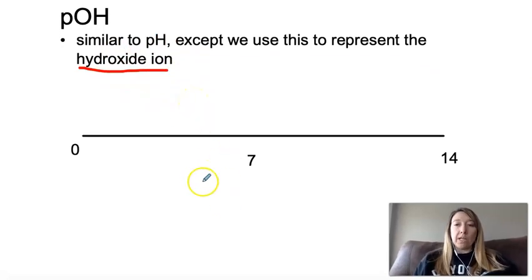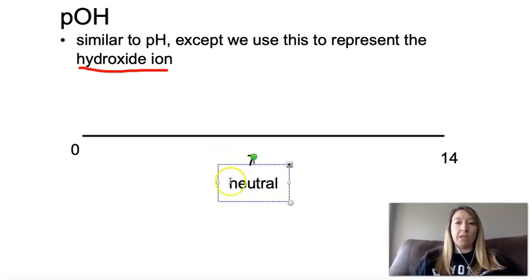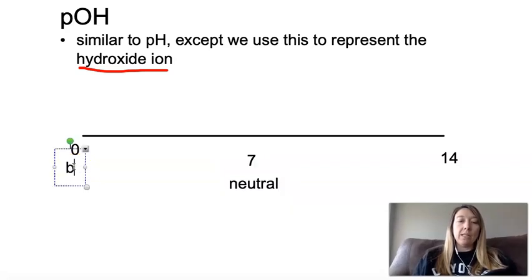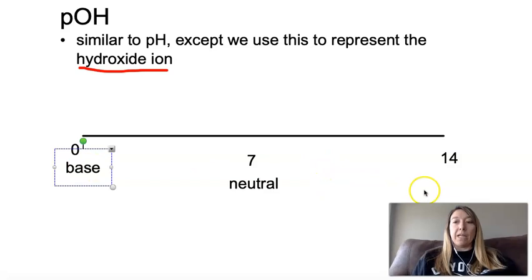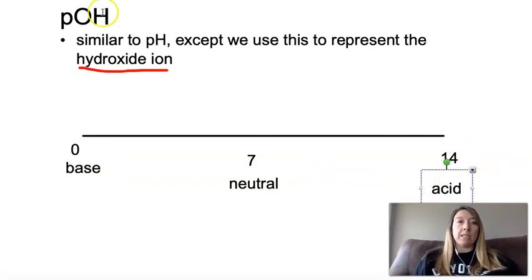So the pOH scale, similar to pH, also goes from 0 to 14. Okay, there are some other pieces that are similar too, and that is that 7 is still considered to be neutral. But what changes is the two other ends of the scale. Now if we get something less than 7, that means it's a base. And if we get something greater than 7, that means it's an acid. Okay, so we find that the scale basically flips around.